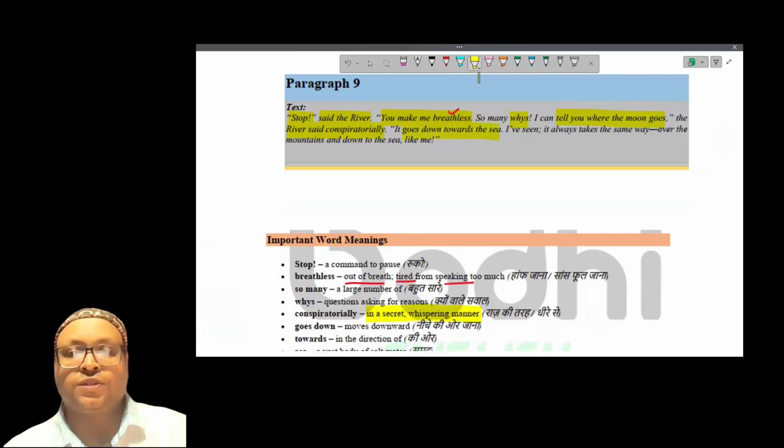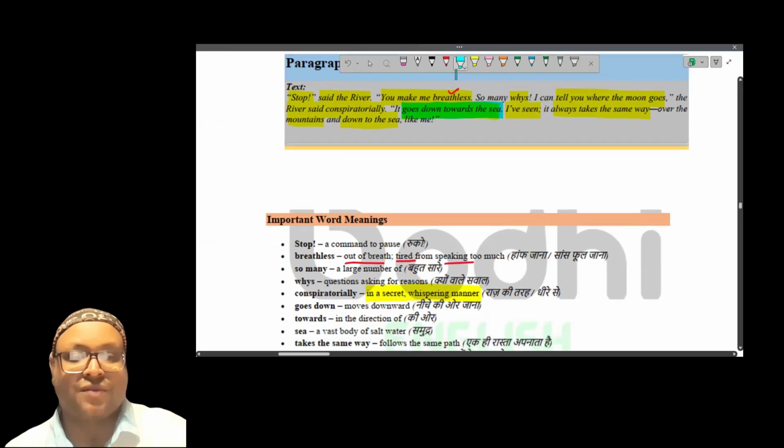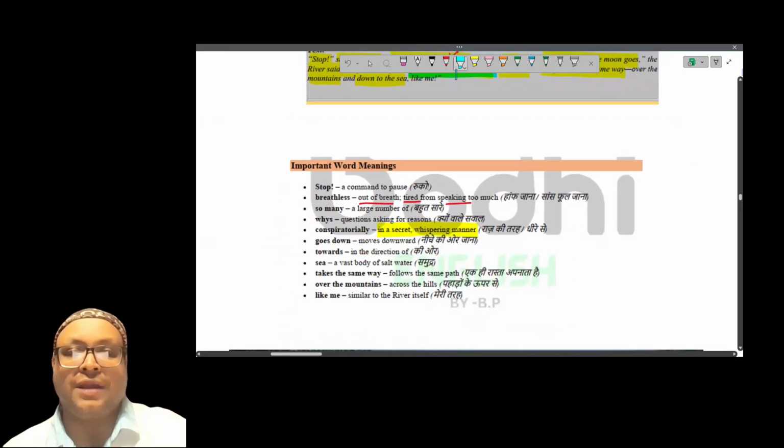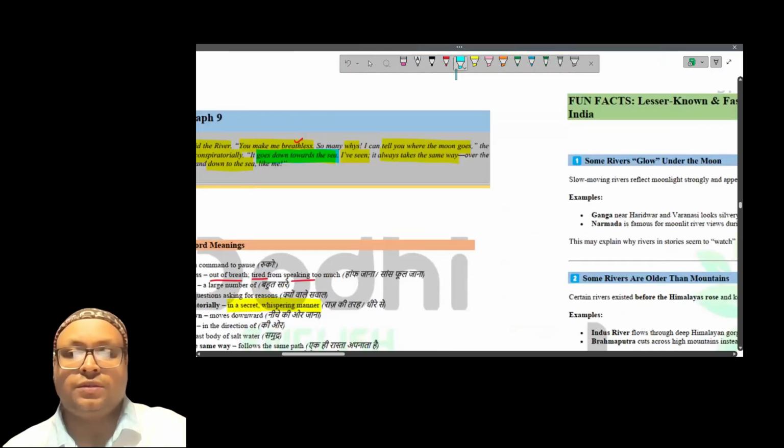It goes down towards the sea. I have seen. It always takes the same way over the mountains and down to the sea. So according to the river, the moon always goes down to the sea. Now, it takes the same way all the time, according to him.